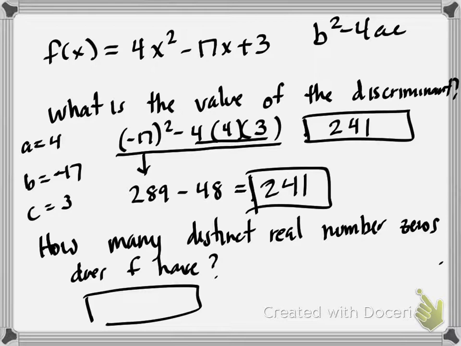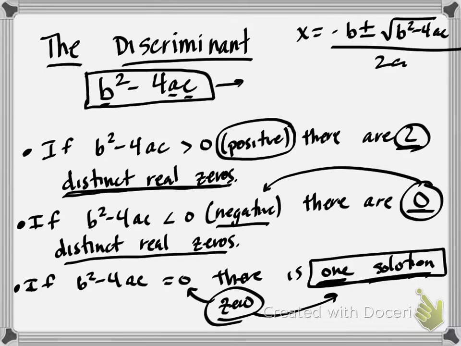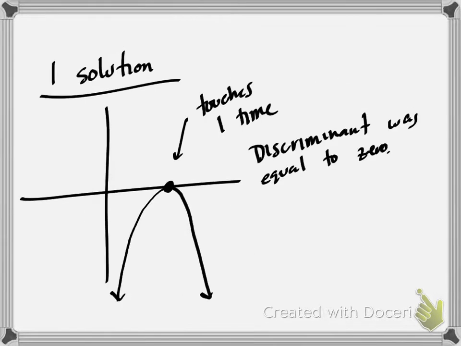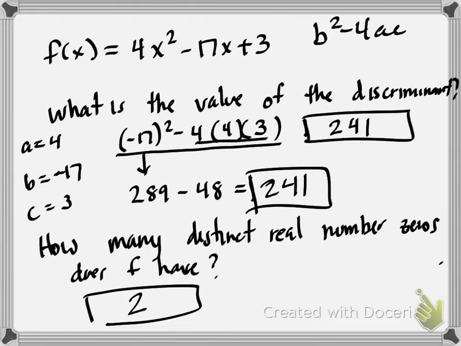Now we ask ourselves, is that positive, is that negative, or is that 0? Well, 241 was positive, so therefore it has two real solutions. So we come back to here, we type in a 2, because this number is positive, and we get our answer of 2.